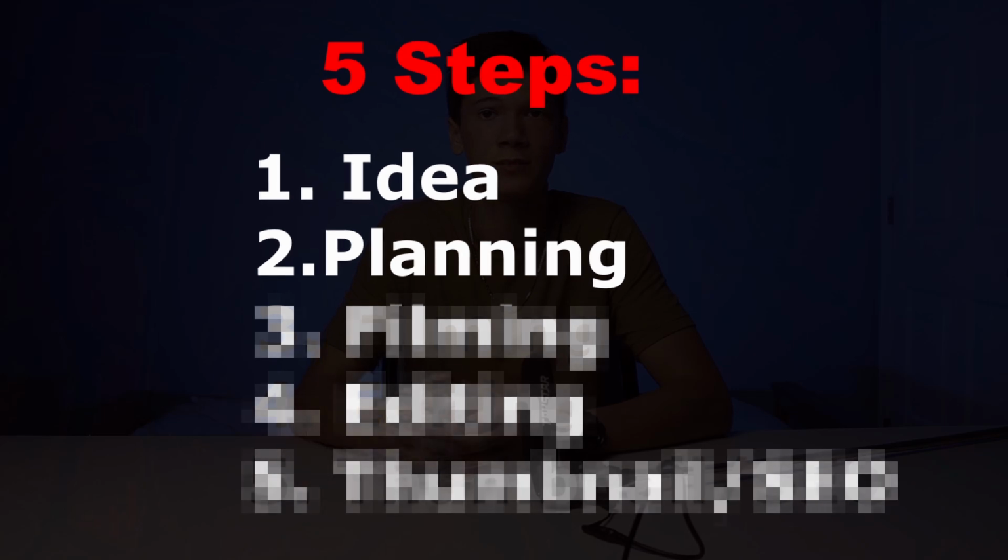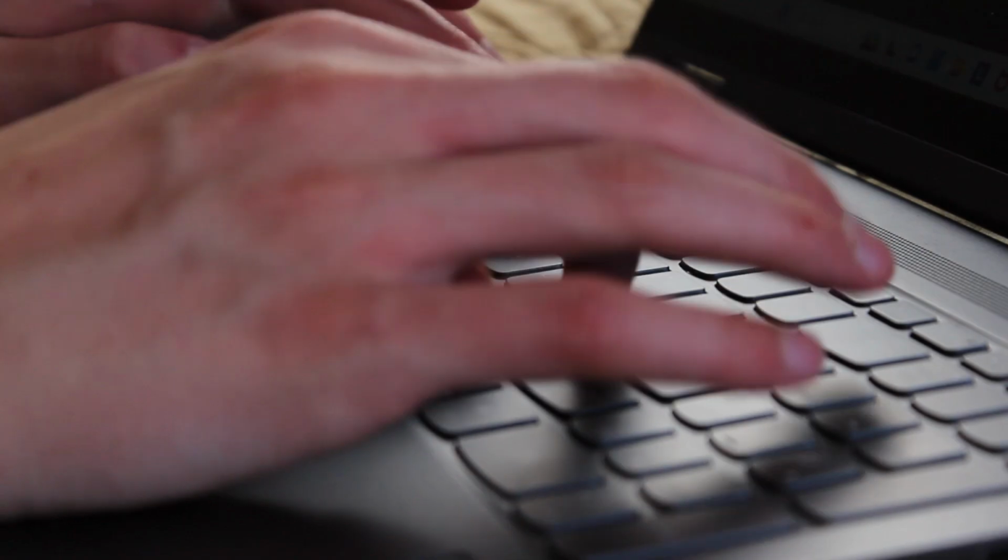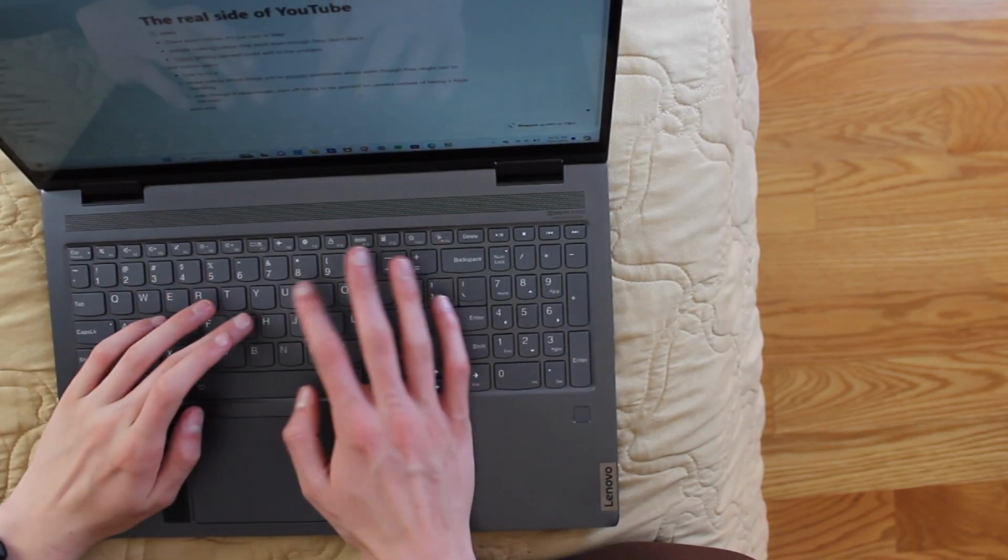Well, that was step 1 to making a YouTube video. Now we're going to move on to step 2, which is planning. Most people, when they think of planning YouTube videos, they might think of getting a shot list or writing a script. But when I say planning, I don't necessarily mean writing a script word for word. Here's how I do it.